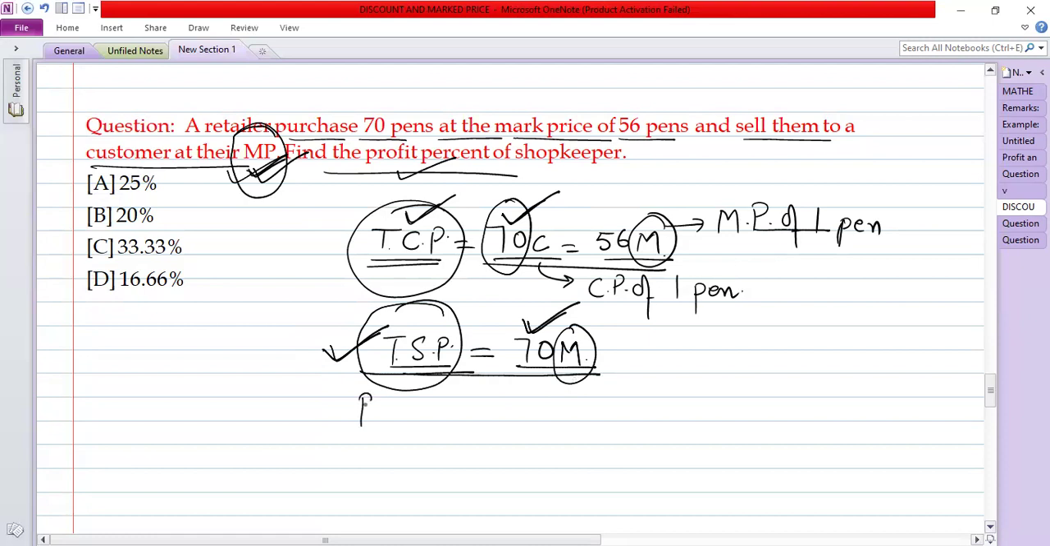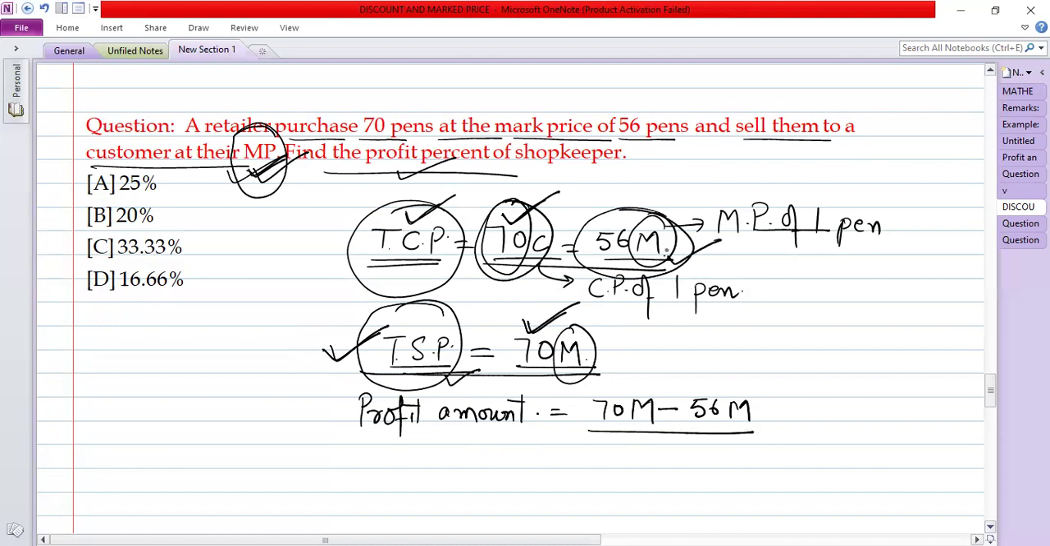So what is the profit amount? The profit amount will be nothing but 70M, the total selling price, minus the total cost price. Okay. Yeah, 70C is also cost price. Even this is also cost price. But to calculate this, I will use this value of the total cost price. So this 14M is the total profit.